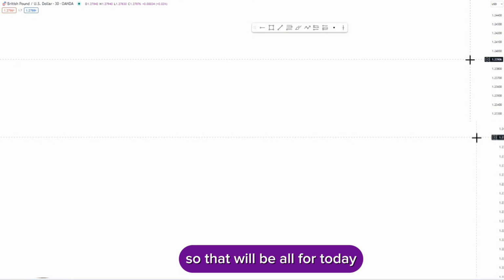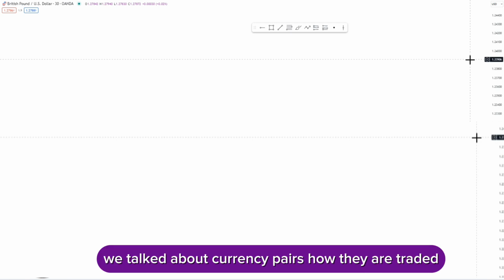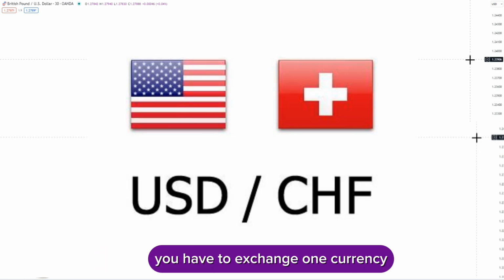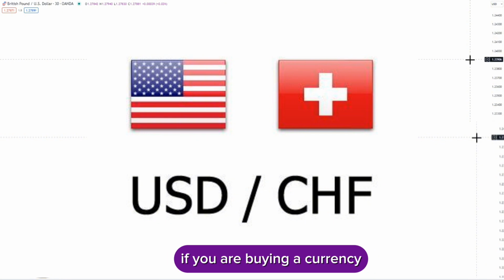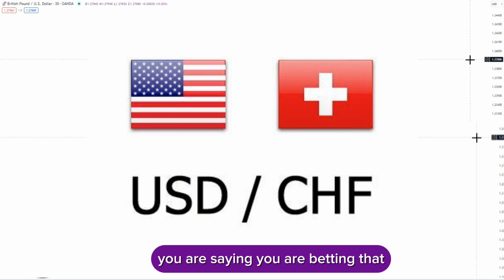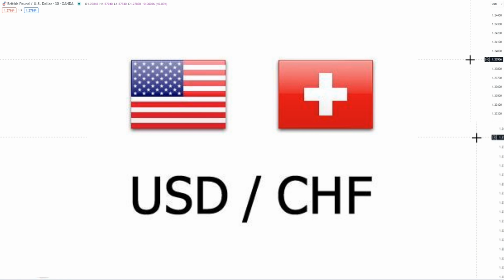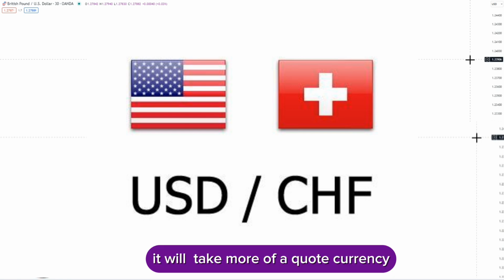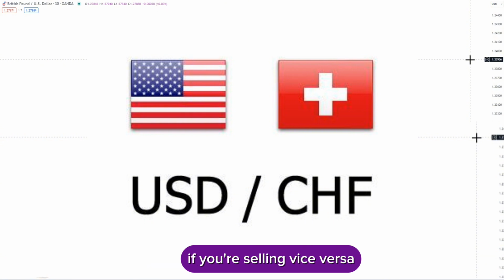So that will be all for today. I hope everything is understood. Just a recap. Number one, we talked about currency pairs, how they are traded. They are not traded alone. You have to exchange one currency for another. If you are buying a currency, you are betting that it will take more of a quote currency to get just one base currency. All right. If you're selling, vice versa.